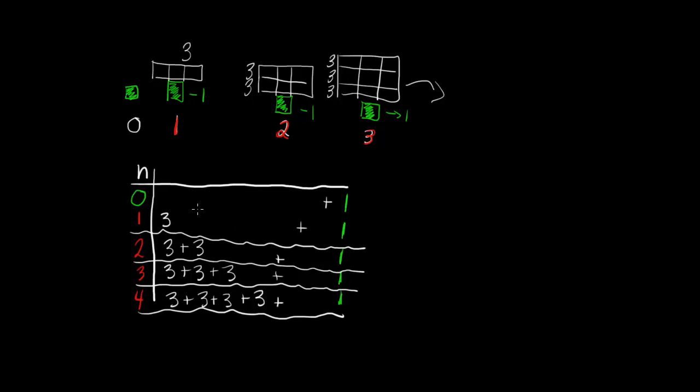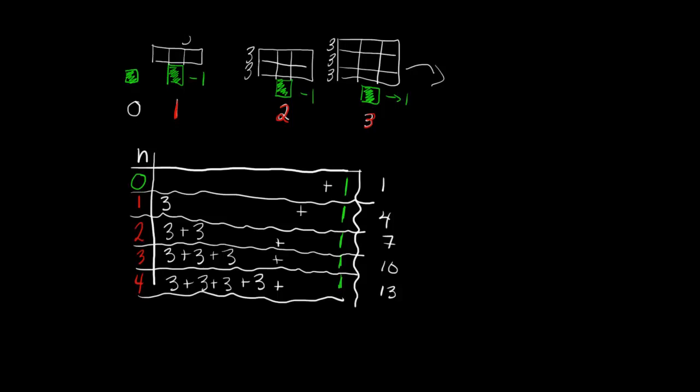So for the total number of blocks, if we think about it, we would have one block here, then 4 blocks, and then 3 plus 3 is 6, plus 1 is 7 blocks, 3 plus 3 plus 3 plus 1, which is 10 blocks, and 3 plus 3 plus 3 plus 3 plus 1, which is 13 blocks. So we can see that pattern.